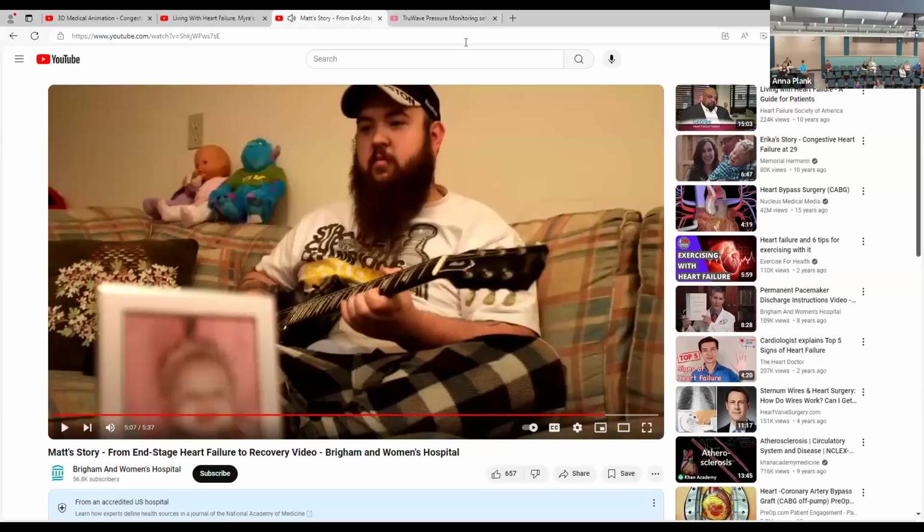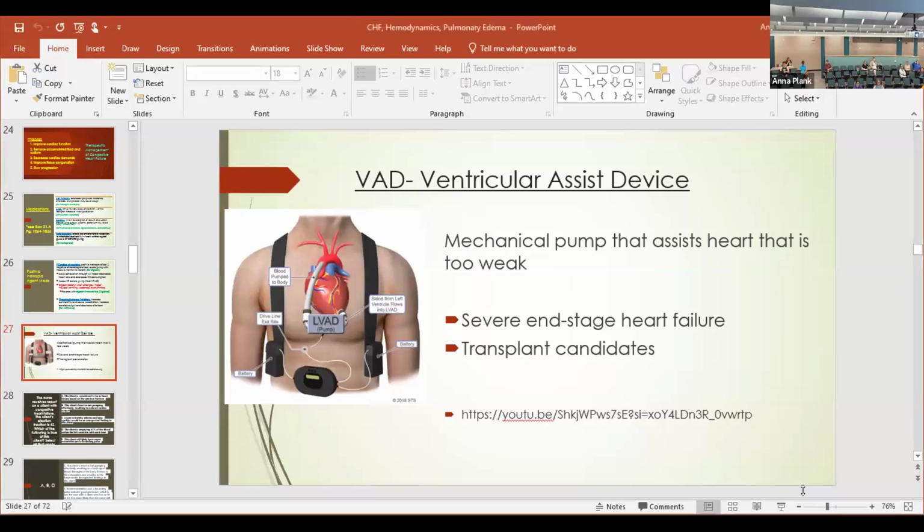All right, so again, we have another young person who is experiencing heart failure and was able to have a better outcome. So again, the earlier we can intervene with these, the better it's going to be.